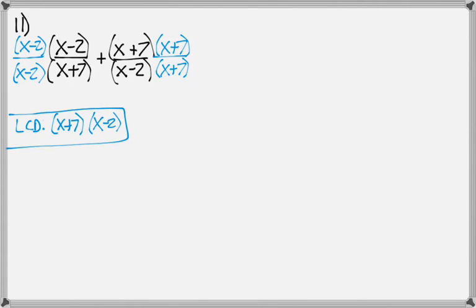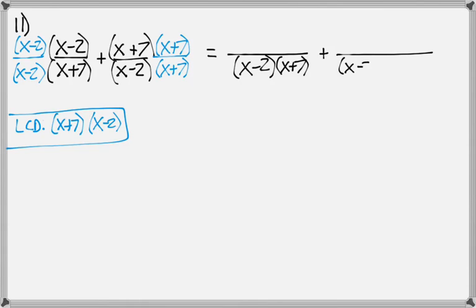So I'm going to need to simplify this. I'm going to leave the denominator alone. So the denominators I'm going to leave alone, but the numerators I'm going to FOIL. So the first, or the top left numerator, is going to be x squared minus 2x minus 2x plus 4.